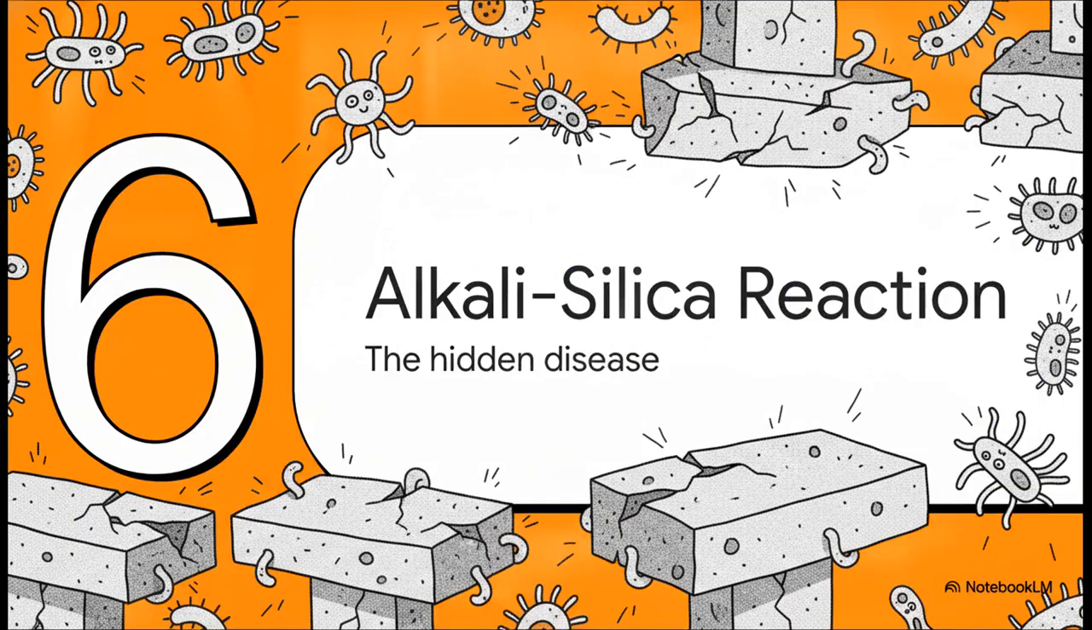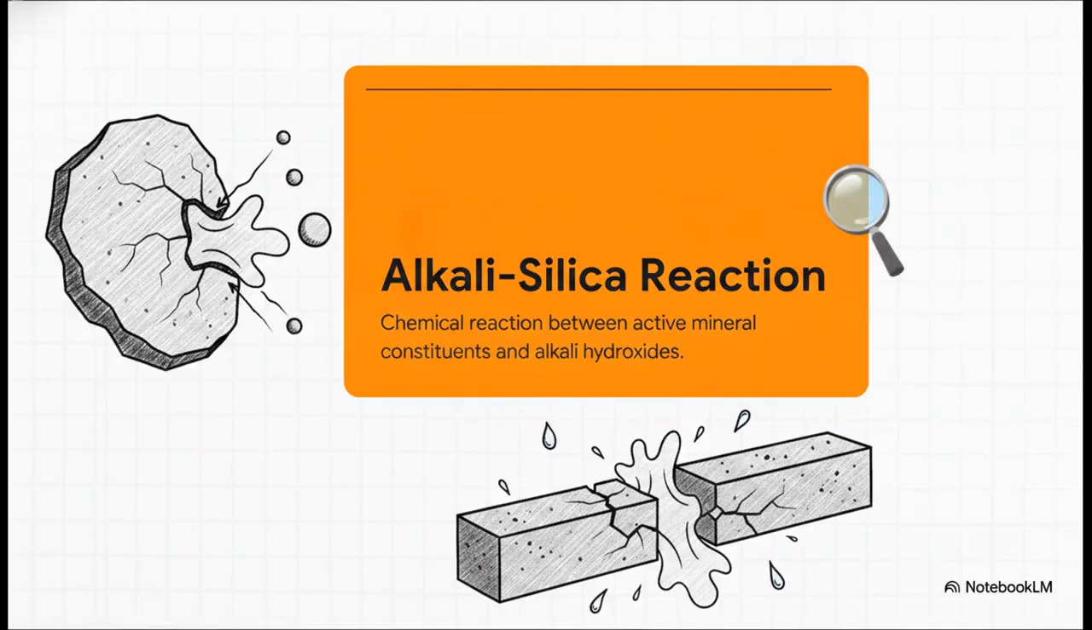Section 6. The alkali-silica reaction, the hidden disease. And that brings us to the absolute highest stakes of all, a microscopic disease that can literally bring down massive, carefully engineered structures. Sometimes the real danger isn't physical force, it's chemical. The alkali-silica reaction, or ASR for short, happens when the active mineral constituents of our carefully chosen aggregate rocks chemically react with the alkali hydroxides, like sodium, potassium, and calcium, that are found right there in the concrete itself. Essentially, the bones start reacting with the glue.